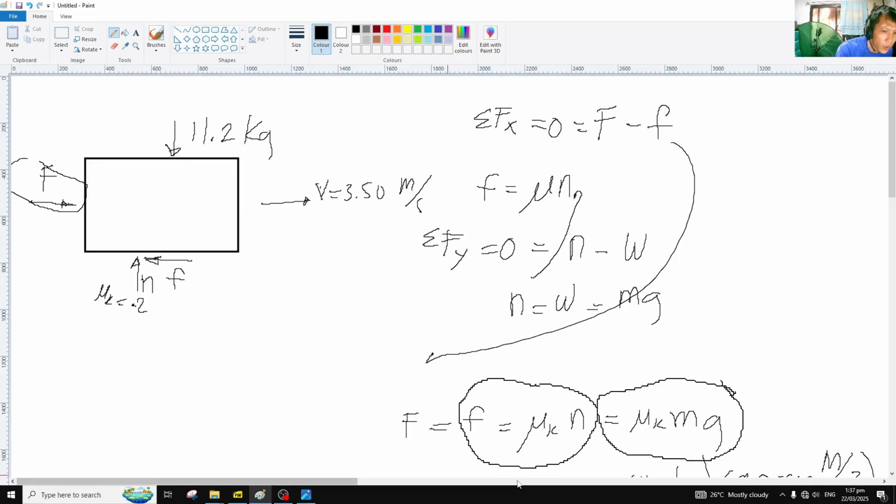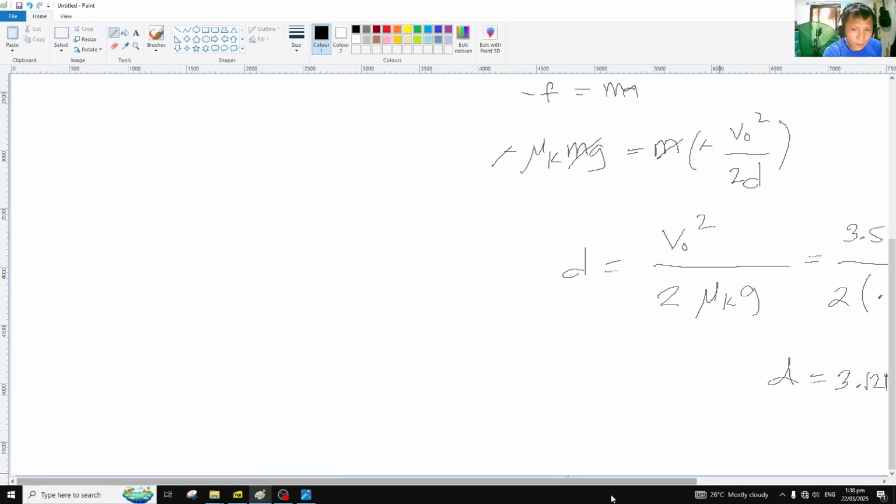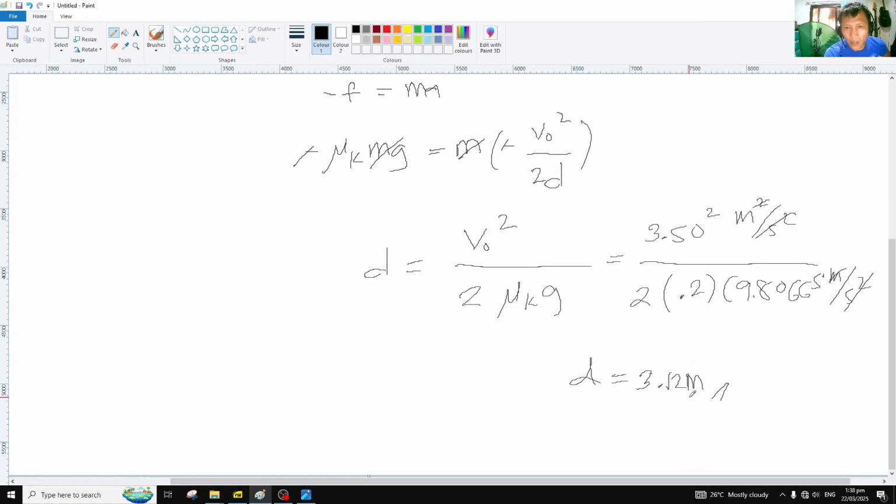Okay, let me correct my mistake. I think I multiplied not 0.2. So 0.2 times 11.2 times 9.8, actually that should just be 22 Newtons. Okay, so 22 Newtons. So that is 0.2, then about here, so that is 3 significant figures, that's 3.12.